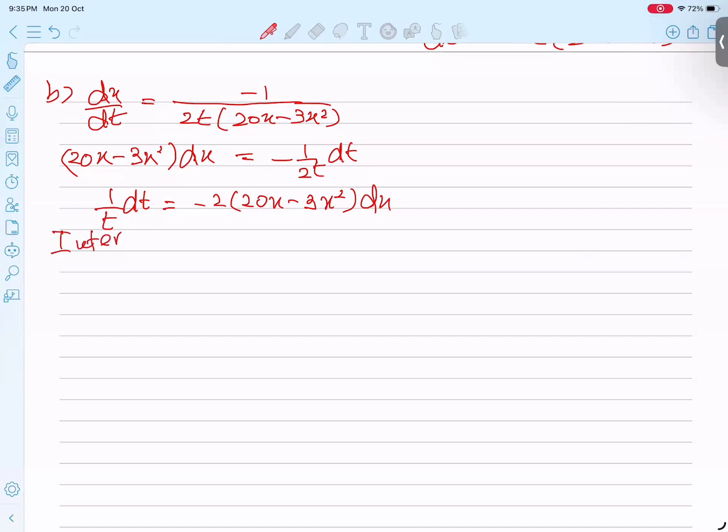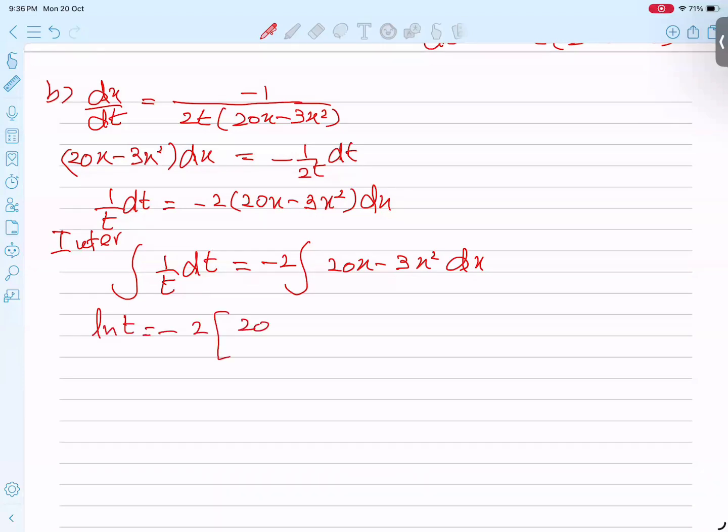So what is the way of integrating? Let's start. Integral of 1 over t dt. Negative 2, multiply it inside or keep it outside? Better to keep it outside. So I'm writing it this way, (20x minus 3x squared) dx. And this is a function down, derivative up, power 1, log of t. What is the situation here? Increase the power by 1 and divide by the same.